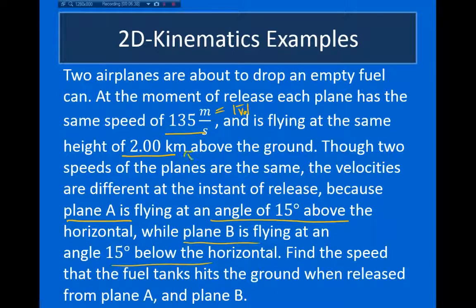So what this means is that delta y, the change in the y component of my motion, the vertical component, will be minus 2 kilometers. It'll be minus 2 kilometers because the object is starting out 2 kilometers high and it's going to fall to the ground. So the change in the y position will be negative 2 kilometers. It's going to go down 2 kilometers. Okay? And then we're also given these two angles.